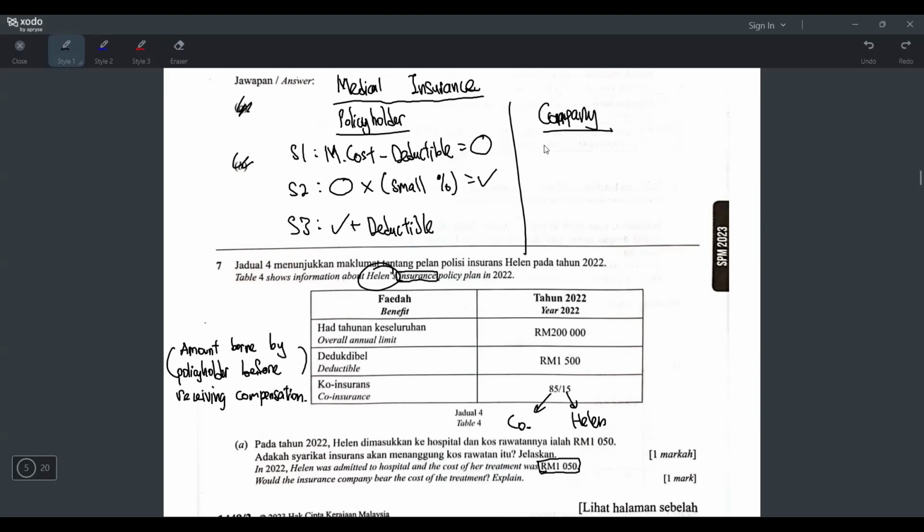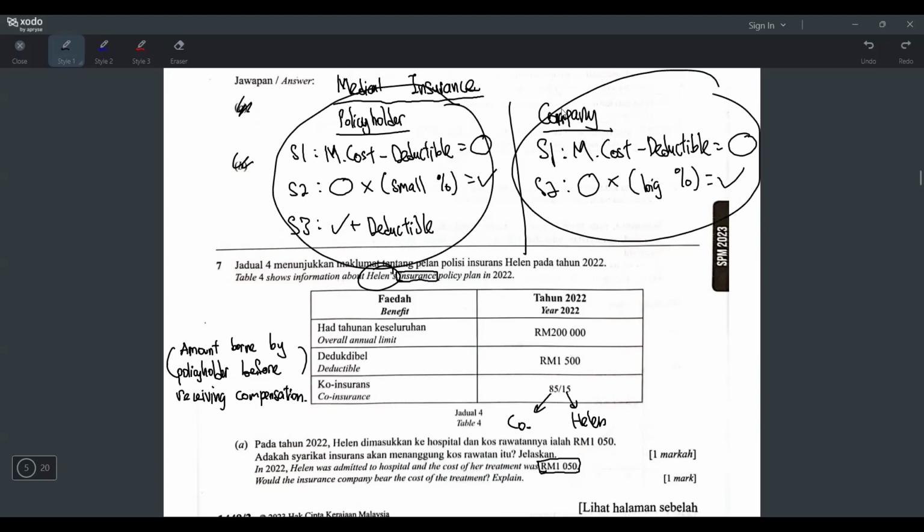But for company, step 1, the same with here. Take the medical bill, the medical cost, ataupun the loss lah, the loss minus deductible. Okay. And then dapat something. And then step 2, take the one. This time you darab dengan big percentage, ataupun percentage yang besar. So in this case, the percentage besar is 85 lah. And then that's all. Sudah siap. So for company, dia ada 2 steps saja. But for policyholder, dia ada 3 step. So make sure you hafal this. If you don't hafal, you cannot do medical insurance punya soalan.